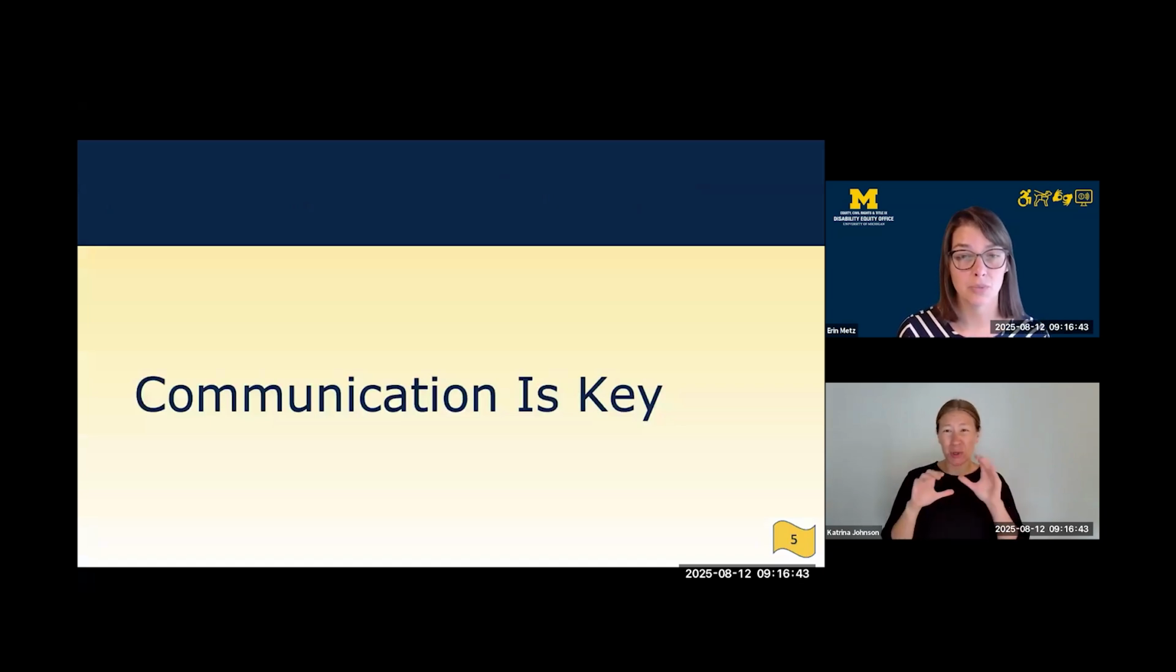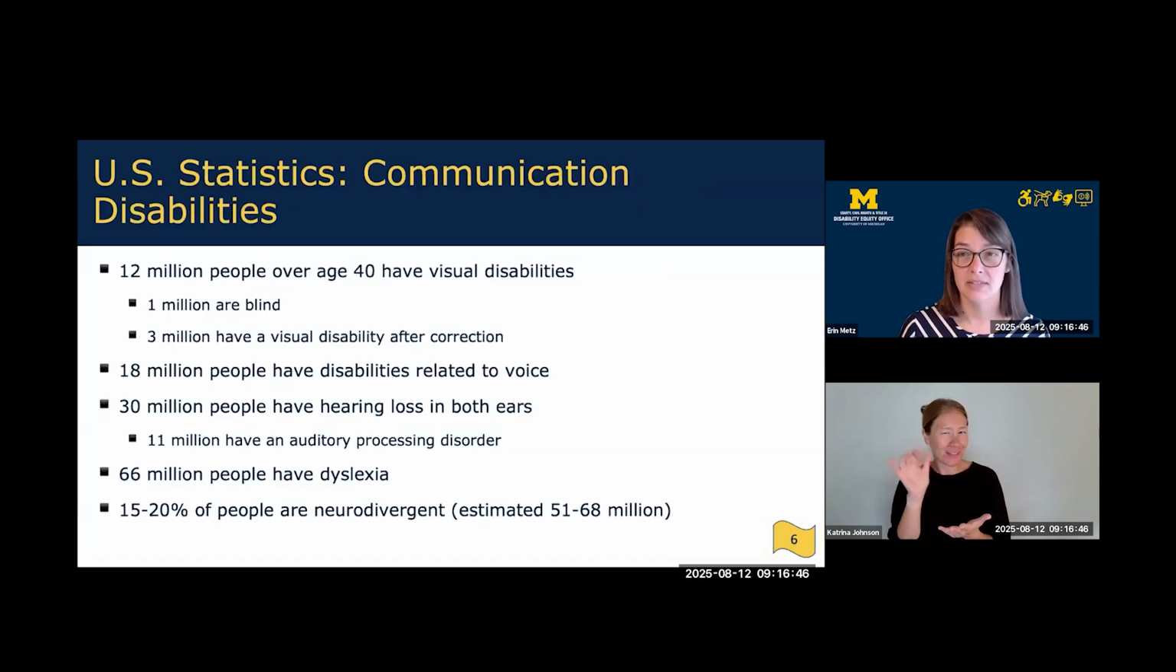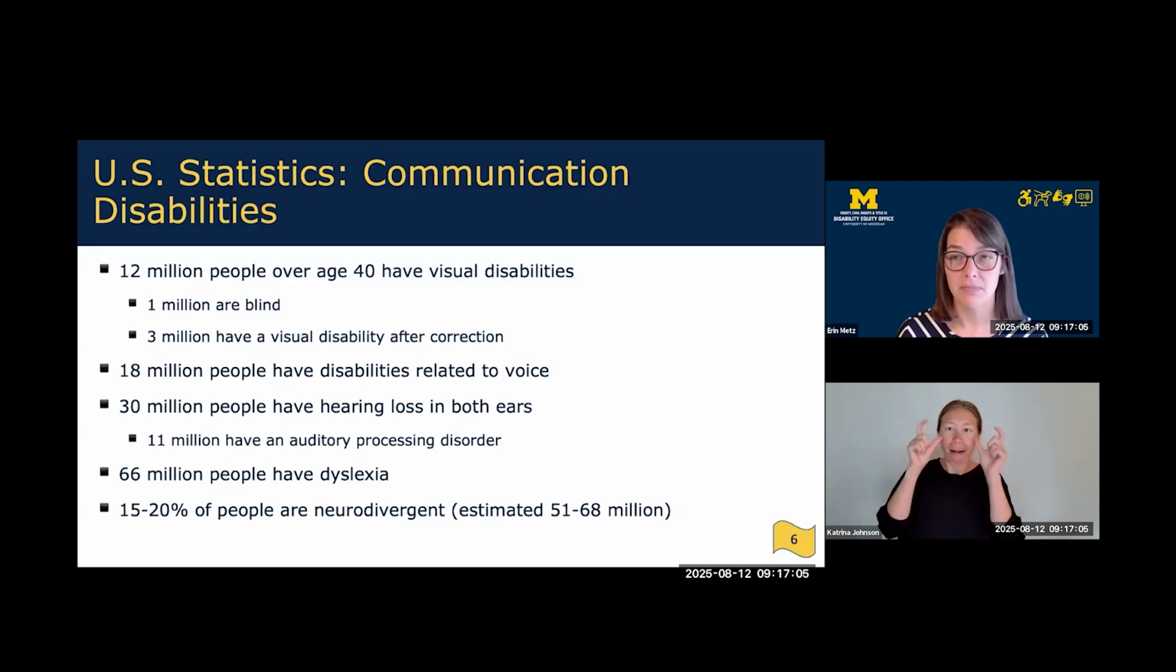Communication is key, so let's learn what that means. In the United States, approximately 1 in 4 people have a disability. 12 million people over the age of 40 have visual disabilities, 1 million of which are blind, and 3 million of which have a visual disability after correction, which can include glasses, contacts, or corrective surgery. 18 million people have disabilities related to their voice, such as damage to vocal cords or difficulty projecting their voice, a stutter, or another speech related condition. 30 million people have hearing loss in both ears, and 11 million have an auditory processing disorder.